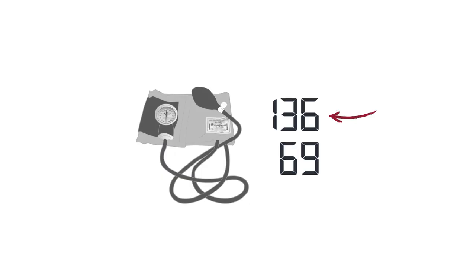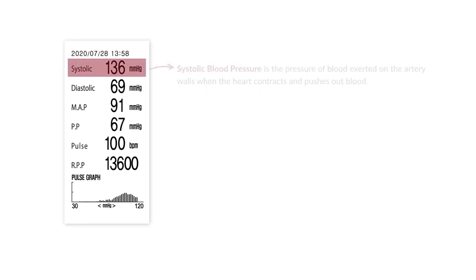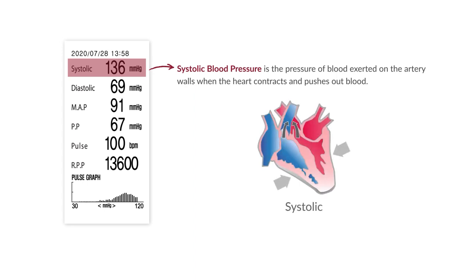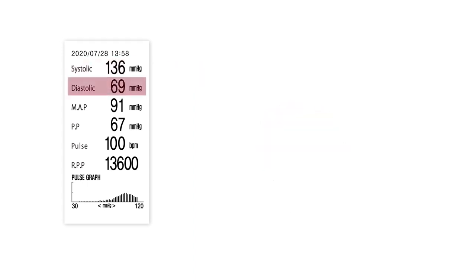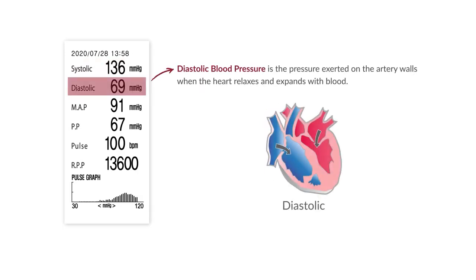If you've ever had your blood pressure taken at the doctor's office, the measurement is expressed in 2 numbers, with systolic measurement on top and diastolic measurement on the bottom. Similarly, you will find these 2 numbers as the first 2 readings labeled systolic and diastolic on the BPBIO 320S result sheet printout. Systolic pressure is the pressure of blood exerted on the artery walls when the heart contracts and pushes out blood. Diastolic pressure is the pressure exerted on the artery walls when the heart relaxes and expands with blood.